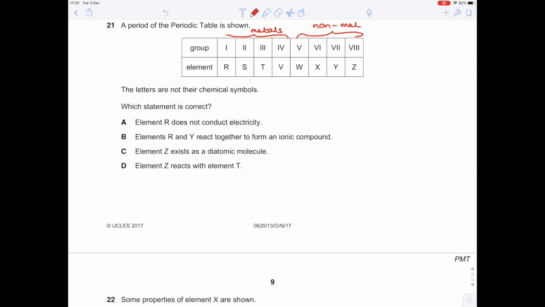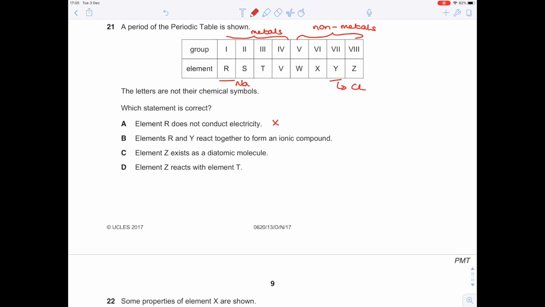So let's try and remember their generic properties. So which statement is correct? Element R does not conduct electricity. Well, that's false because it's a metal, so it will conduct electricity. Elements R and Y react together to form an ionic compound. Well, let's take a group 7 element, something like chlorine, reacting with a group 1 element, something like sodium. Sodium chloride is an ionic compound, so that's actually true.